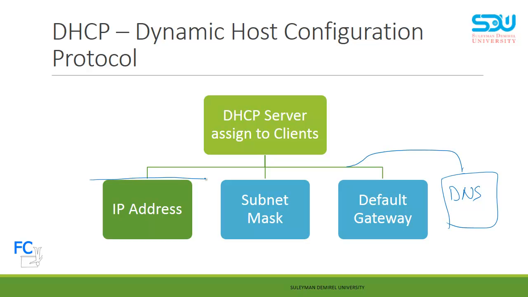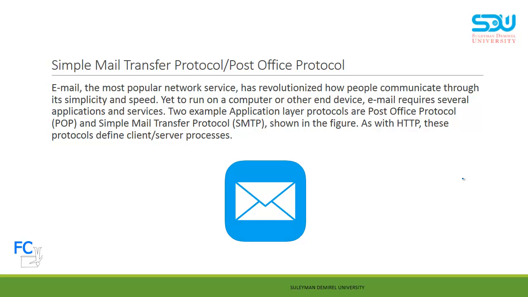Where are two of these four mandatory? They will be exactly given by the DHCP server, and the default gateway and the DNS server's IP address are optional.